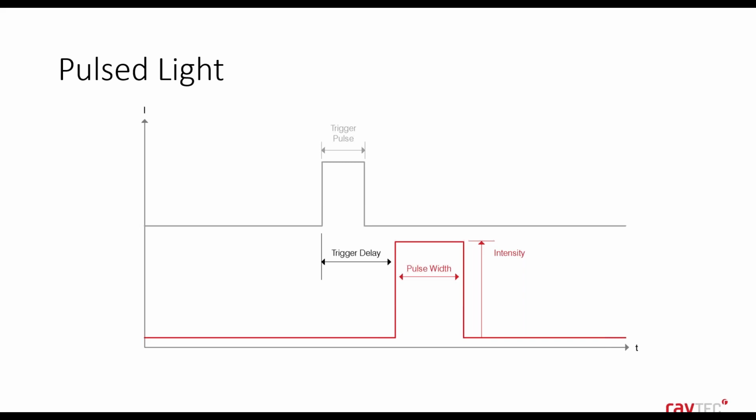You'll notice a few different labels on this graph too, such as the trigger pulse, pulse width, and so on. These are all settings which can be tailored to the needs of the application. Again, that increased functionality gives pulse lighting a high degree of configurability. So we'll look at what some of these mean in a bit more detail in the next slide.